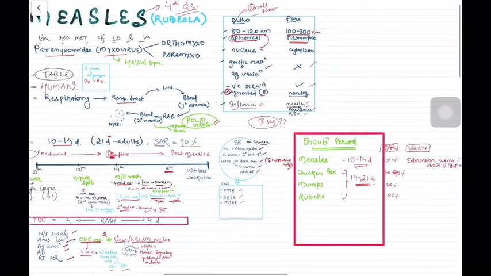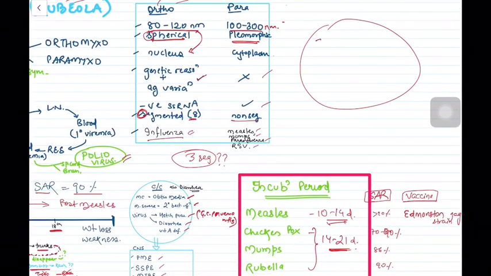Now can you tell me, if I tell you what is the 3rd disease, what is the 4th? The 4th you already know, it is measles. What is the 5th disease and what is the 6th disease? You can write down in the comment.